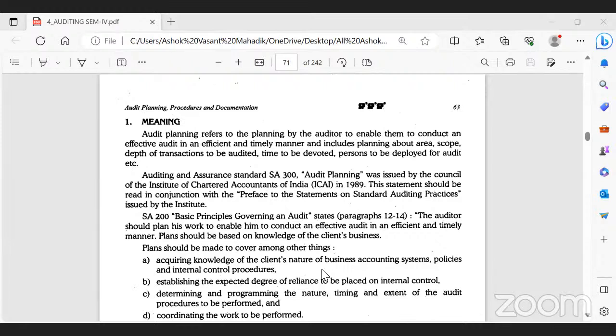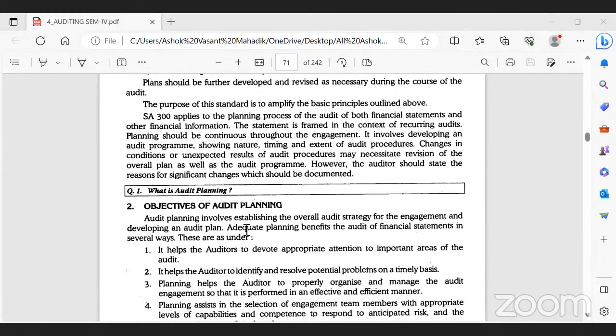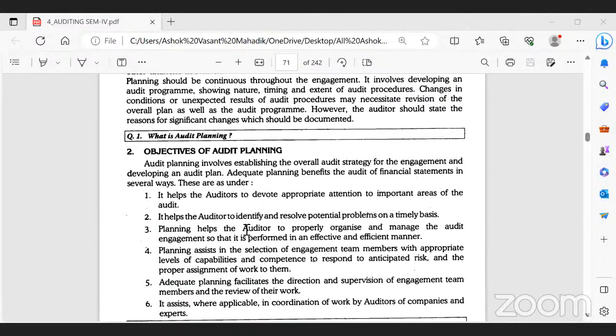Whenever an auditor takes up the assignment of auditing, the very first thing he should do is plan his audit work. He should plan audit work in such a way that he doesn't miss out on any important aspect. He should plan such that the audit staff doesn't sit idle, and the audit work gets completed within the given period of time. These are the objectives of audit planning.